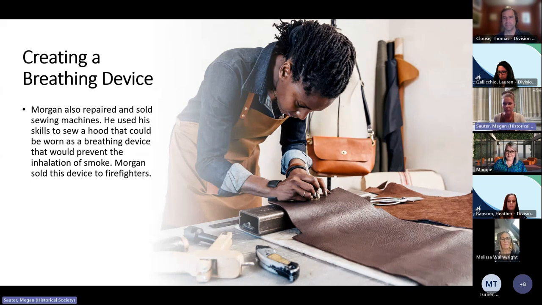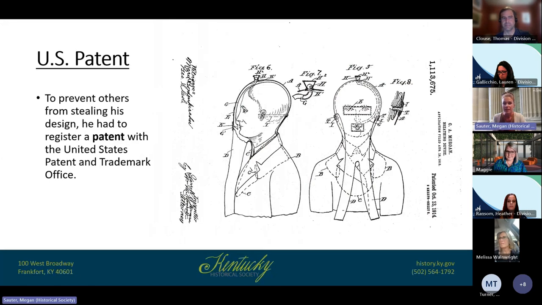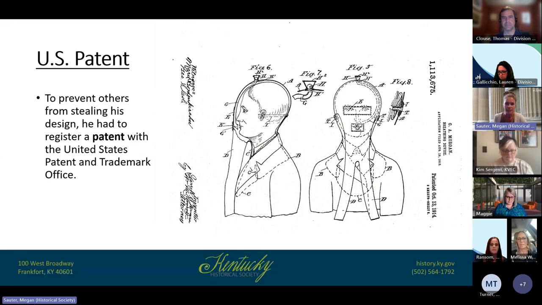That's our first vocab term, a U.S. patent. To prevent others from stealing the design, he had to register the patent with the United States Patent and Trademark Office. They keep that on file in case anybody needs to go back and look at it. That is also where I found this one that we are going to be studying. This is the original drawing from 1912, so a primary source.